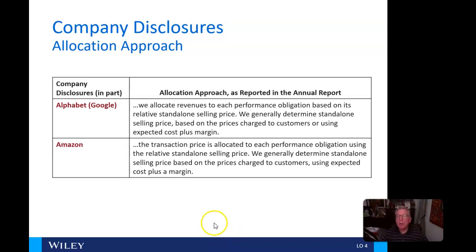Here we're going to look at company disclosures, and that's where we left off, the allocation approach. And here's some examples. I can let you read those on your own, how we determine our pricing. So let's take a look at that.